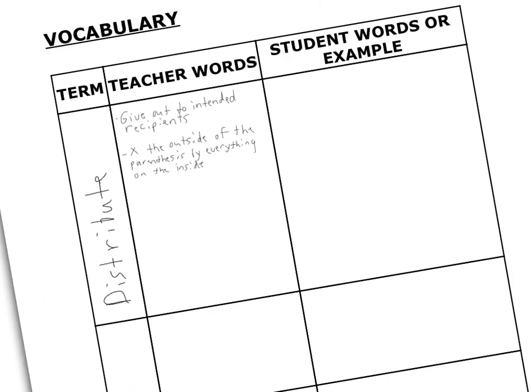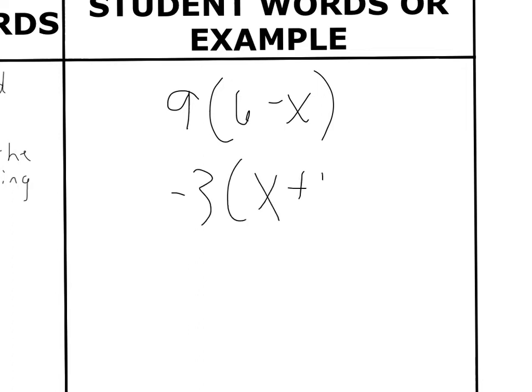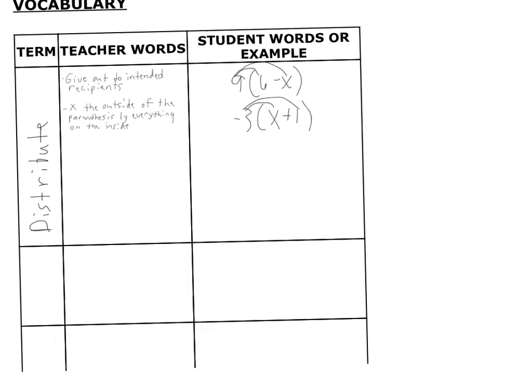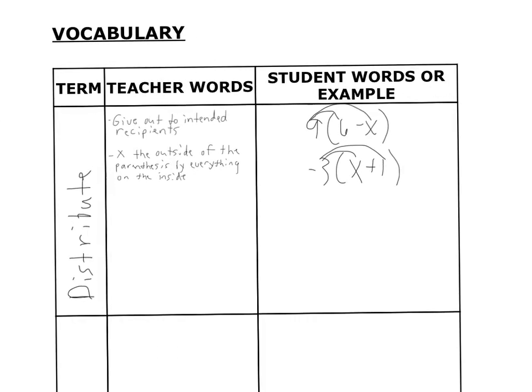And what that kind of looks like, an example would be something like 9 times (6 minus x), or negative 3 times (x plus 1). You're going to end up taking what's on the outside and multiplying by each of the things on the inside to go ahead and get rid of that parentheses. That's what we're going to be working on today, just getting rid of parentheses by distributing. Make sure you have this stuff down, and we'll go ahead and move on.